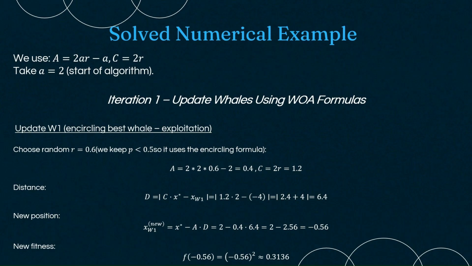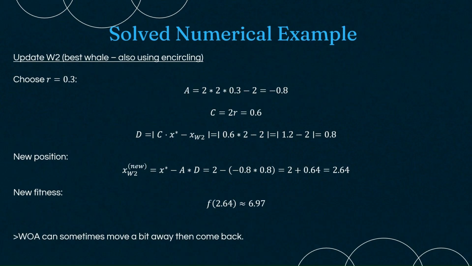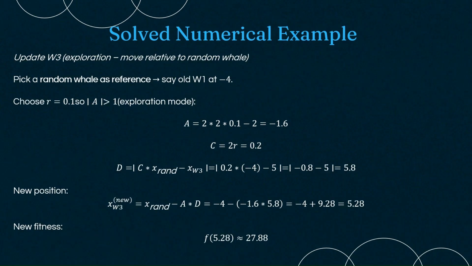Each whale moves slightly differently depending on the coefficient and the vectors chosen. They can choose either encirclement, spiral movement, or random exploration. Here, whale 1 is encircling the best solution, which is exploitation. Then we go towards whale 2, which is also encircling. The whale optimization algorithm can sometimes move a bit away and then come back. Now we go to whale 3, which performs exploration and moves relative to a random whale.